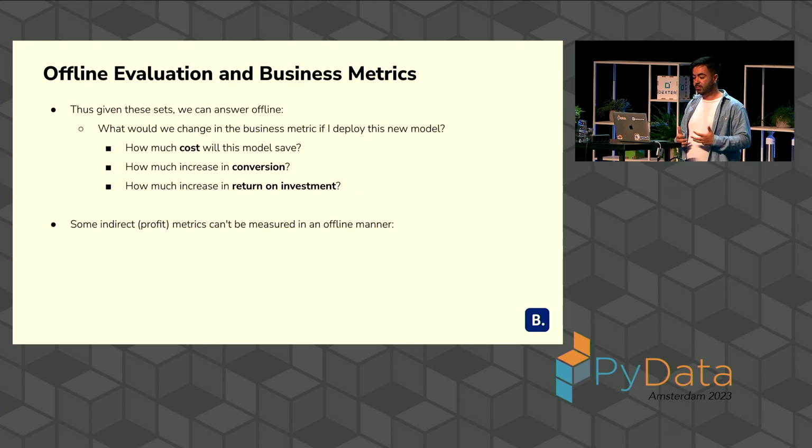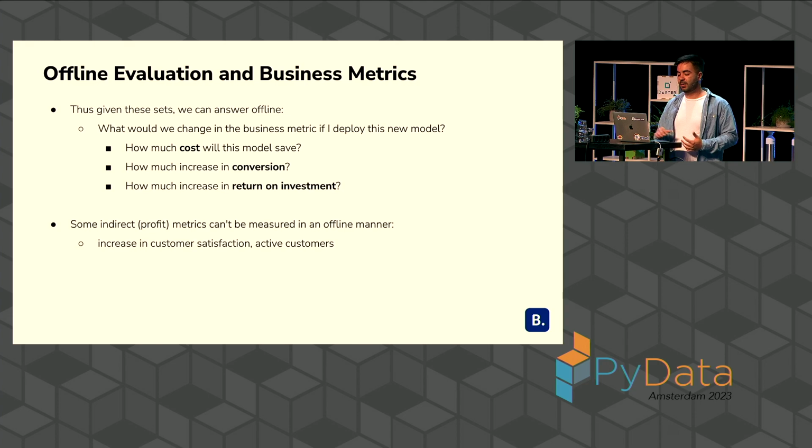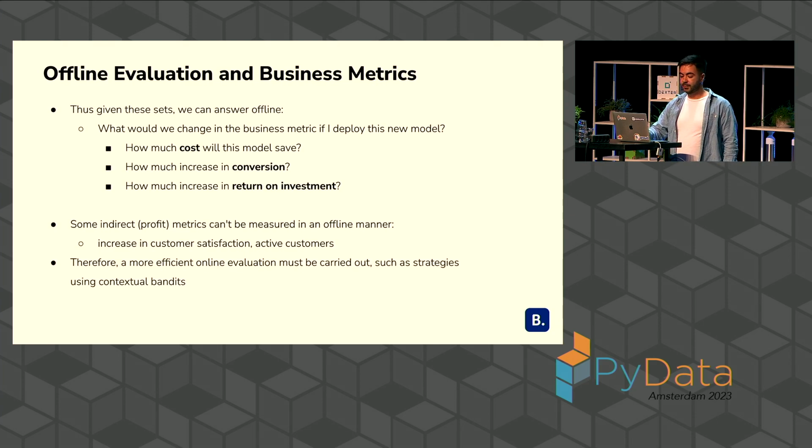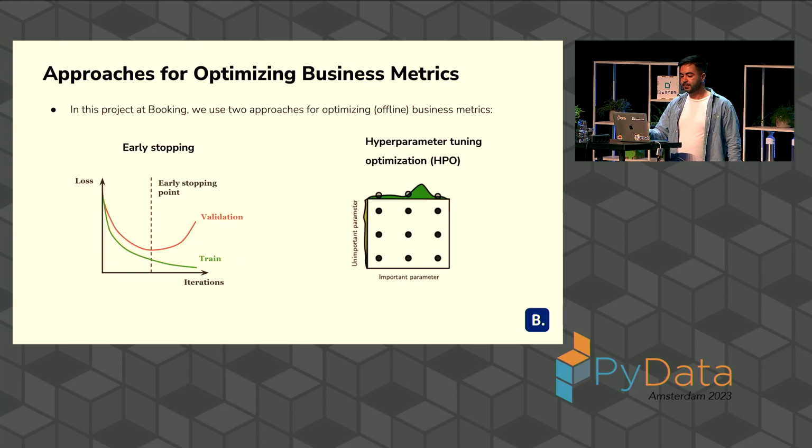And unfortunately, some of these indirect profit metrics can't be measured in an offline manner, right? So increasing customer satisfaction and active customers, those metrics are not prone to this offline setup. Therefore, we need a more robust or more efficient online evaluation, for example, using contextual bandits. A nice paper from my colleagues at Booking is this one here from NeurIPS 2021. So if you want to know more about it, also take a read.